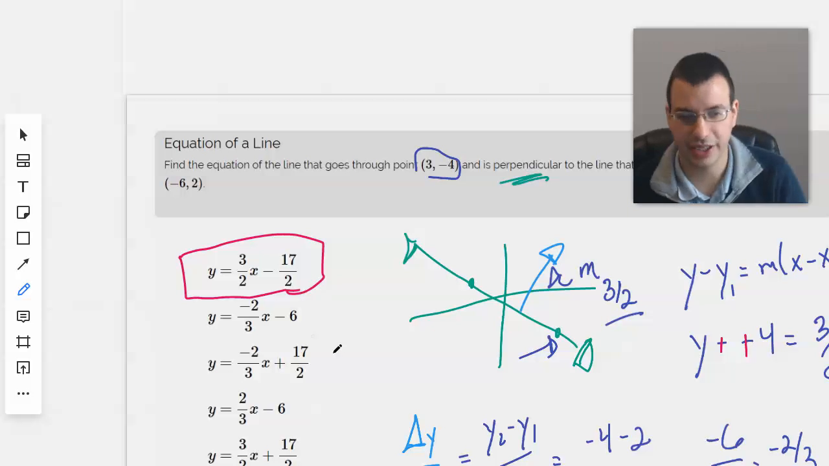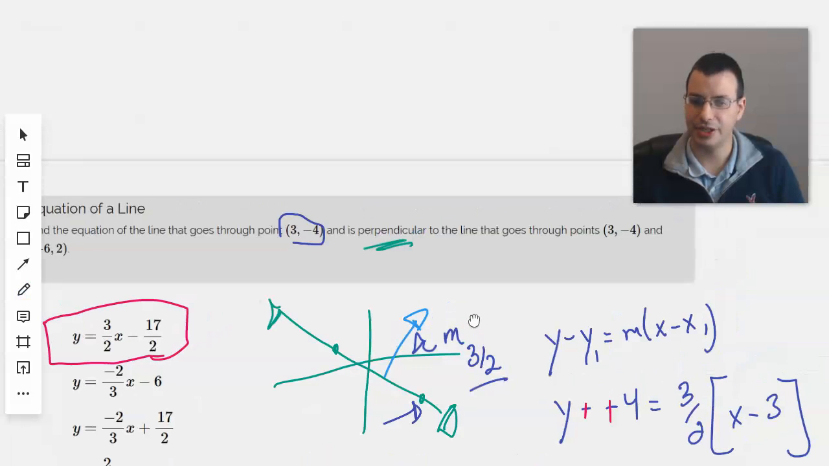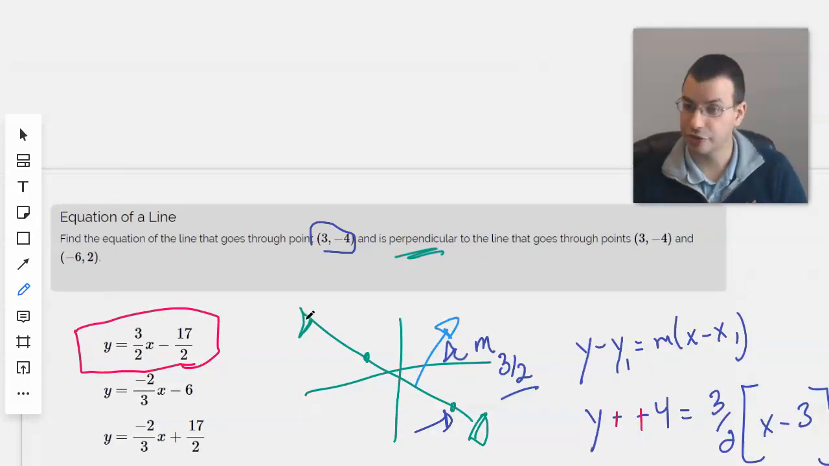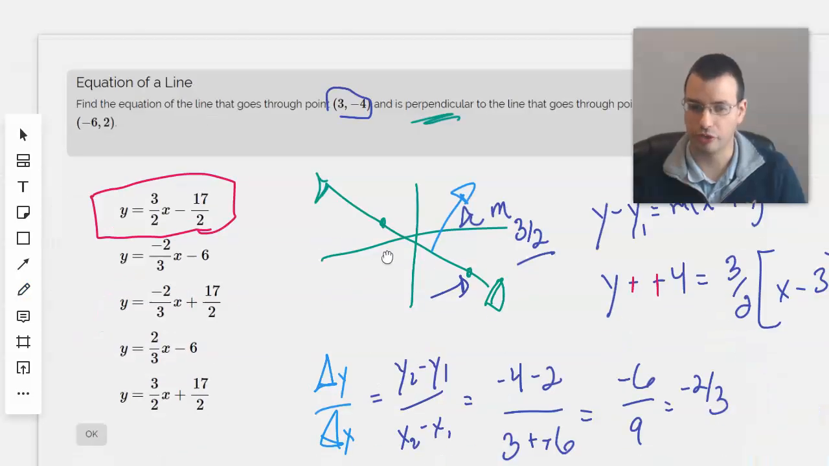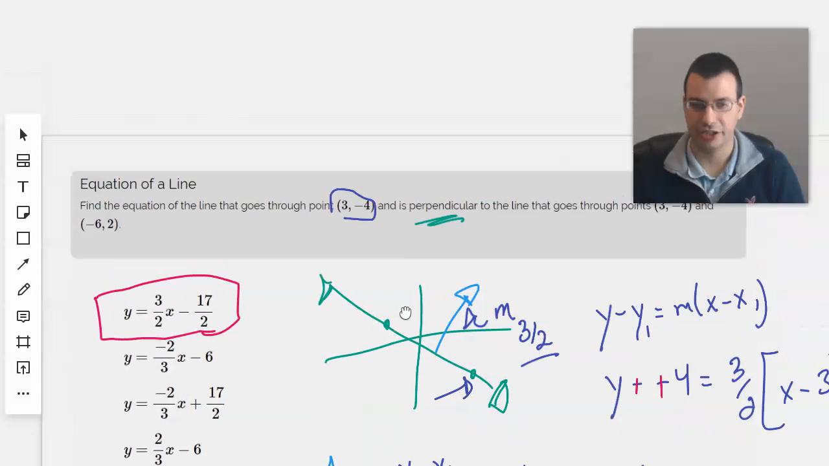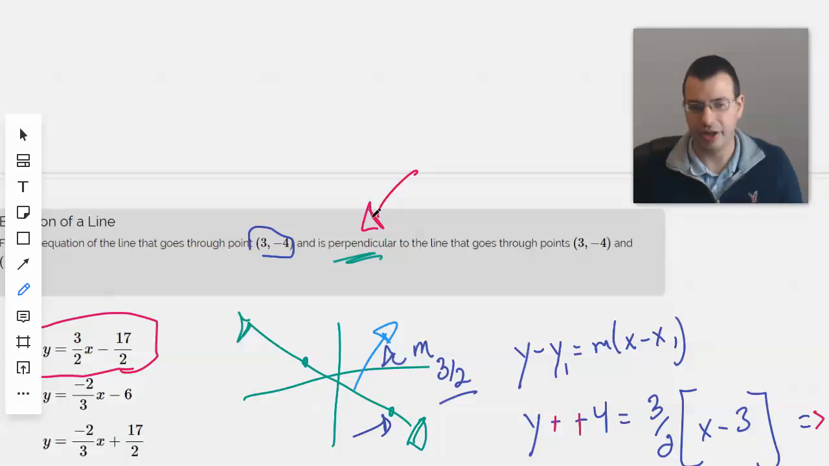So the idea with this is find the equation of a line that goes through (3, -4) and is perpendicular to the line that goes through points (3, -4) and (-6, 2). So first we need to know how to find the slope of a line between 2 points. We do that using rise over run, dy/dx, or delta y over delta x. We then have to know that the slope of a perpendicular is the negative reciprocal. I have no idea why that's easy for me to memorize, but it does seem to be easy for me to memorize.